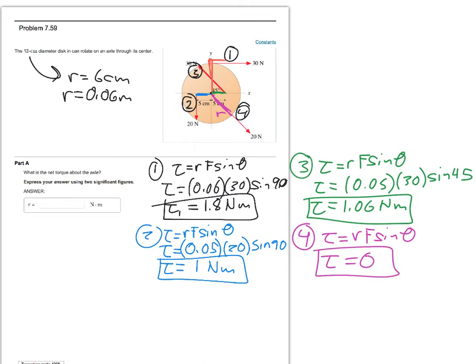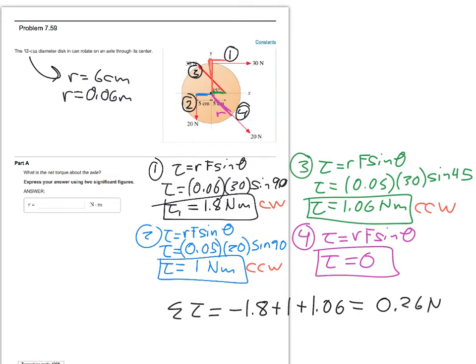I'm now going to go ahead and think about my directions and then add them up to get my net torque. So torque 1 here is going to cause a clockwise rotation, which means this one is going to be negative. Torque 2 is going to cause a counterclockwise rotation, which means that's going to be a positive torque. And torque 3 is also going to cause a counterclockwise rotation, making that one positive as well. So the net torque, or the sum of my torques, I'm just going to add up the 3 that I have, so negative 1.8 plus 1 plus 1.06, and end up getting a net torque here of 0.26 Newton meters, and it would be in the counterclockwise direction.